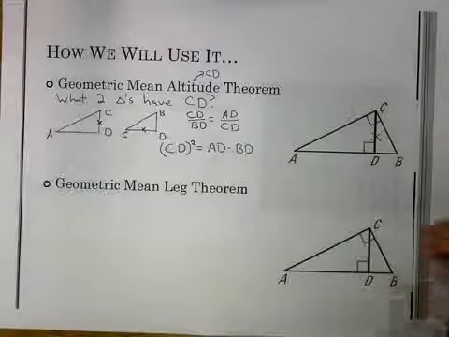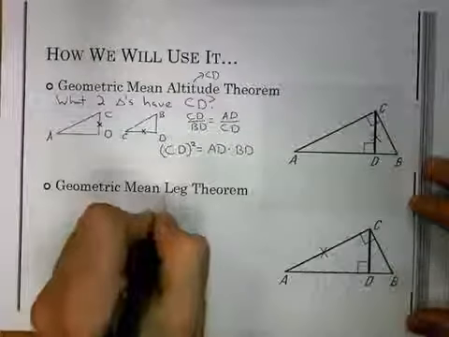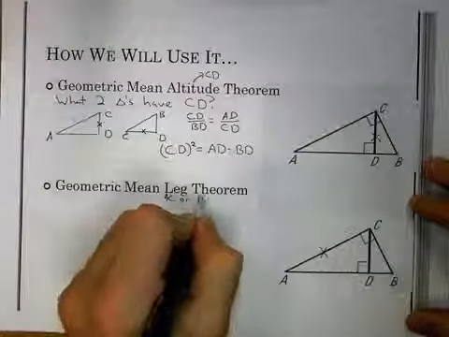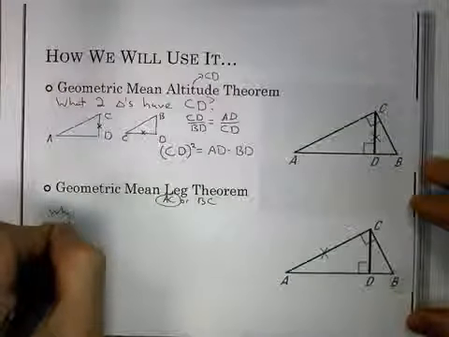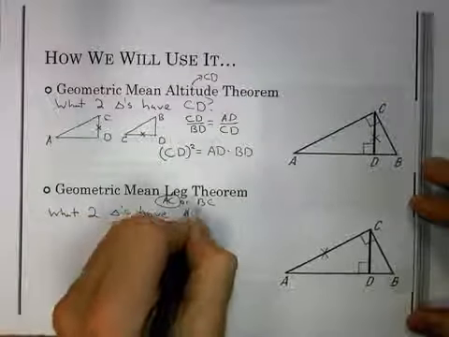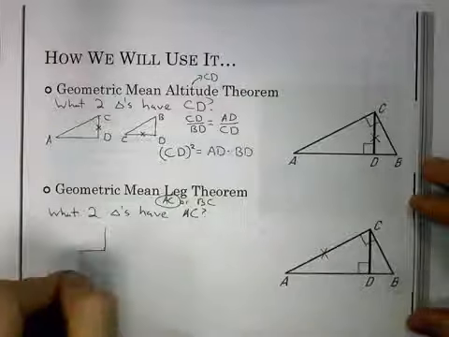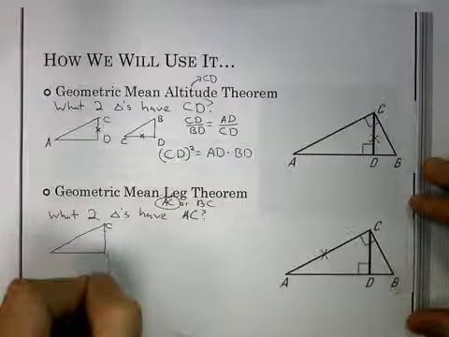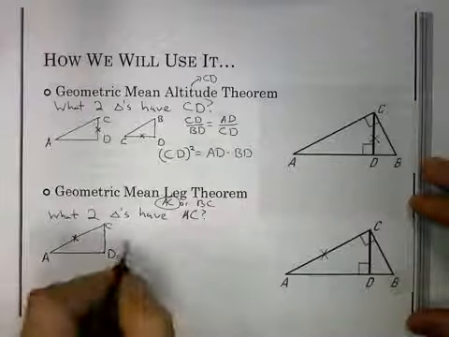Okay, let's do the same thing with the leg theorem. Leg theorem, let's pick AC. Realize the legs are AC or BC, but we're going to pick AC. I'm going to ask myself the same question. What two triangles have AC? Well, I have the one that's on the left side with CDA. It's right there. And I have the triangle that's the whole thing.